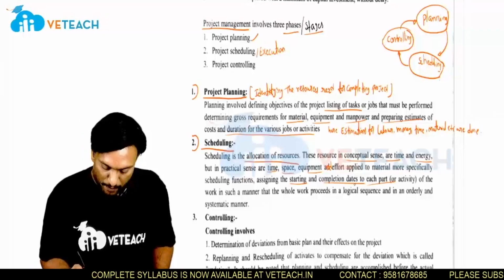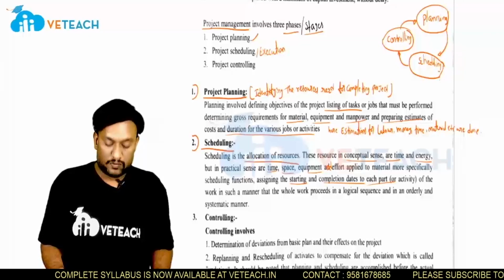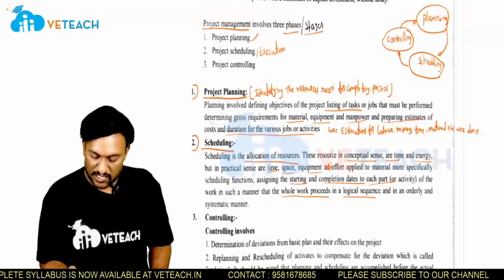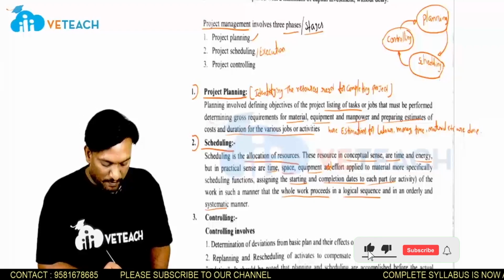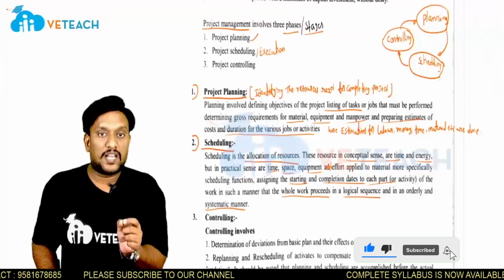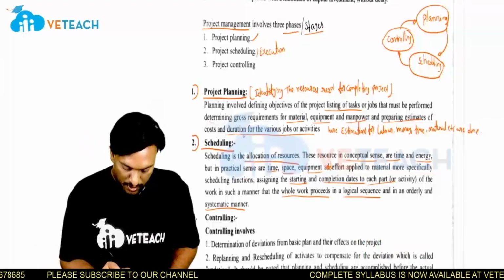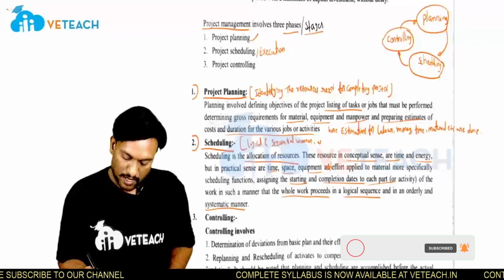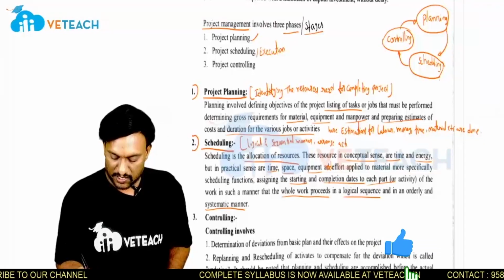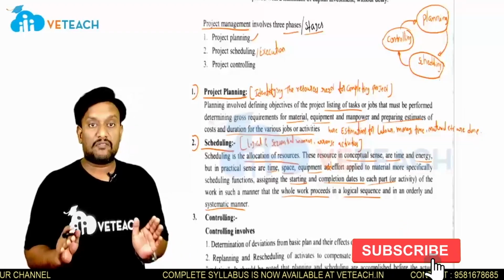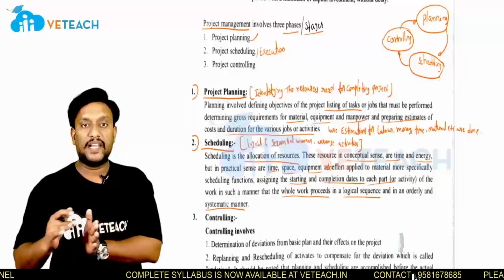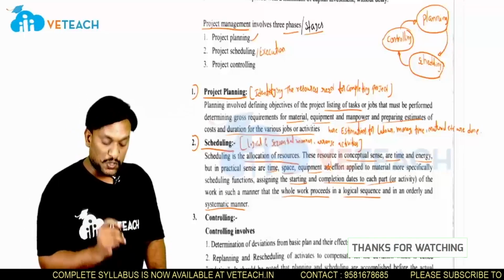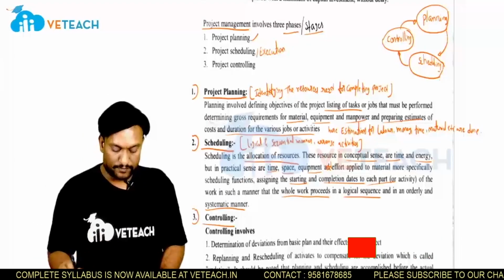The starting and completion dates of the activities are set in such a manner that the whole work proceeds in a logical sequence, orderly and in a systematic manner. So the work should be in a logical and sequential manner. Arrange the activities so that each and every activity has a beginning time, an ending time, and a duration. You should have some idea. That is about scheduling.